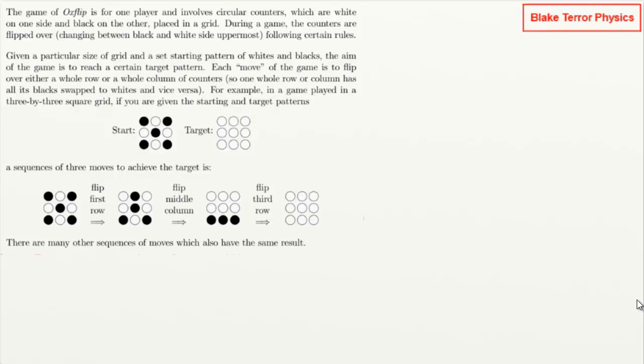Each move of the game is to flip over either a whole row or a whole column of counters. So one whole row or column has all its blacks swapped to whites and vice versa. For example, in a game played in a 3x3 square grid, if you're given the starting and target patterns, start with that sort of checkerboard, end up with all white. A sequence of 3 moves to achieve the target is flip the first row, flip the middle column, and then flip the third row. There's probably lots of other options.